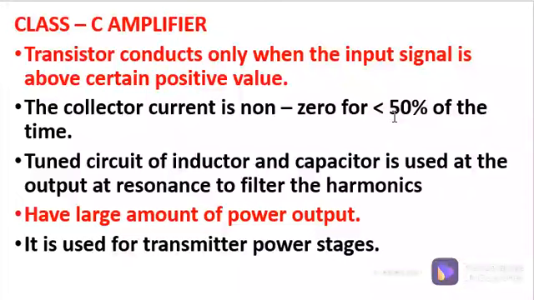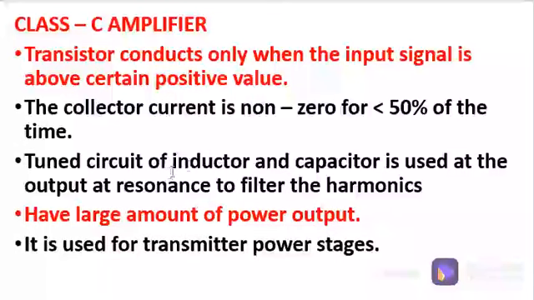Remember, for class A, 100%; class B, 50%; class C, more than 50 but less than 100. But in class C now, where it conducts only when the input is above a certain positive value, the conduction time for the transistor is less than 50%. And this one is implemented using what we call the tuned circuit.